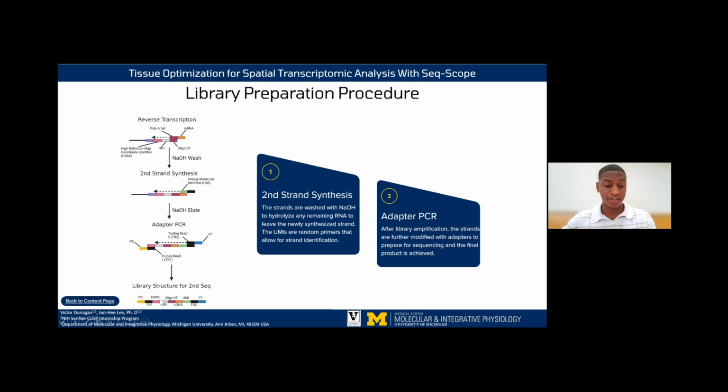And as you can see, this sequence has the unique HDMI barcode that was printed from the original oligonucleotide so that the genetic information could be encoded along with the positional coordinates from the second sequencing reads.